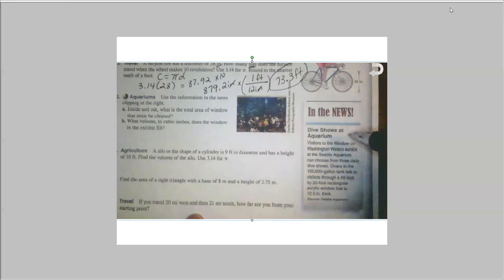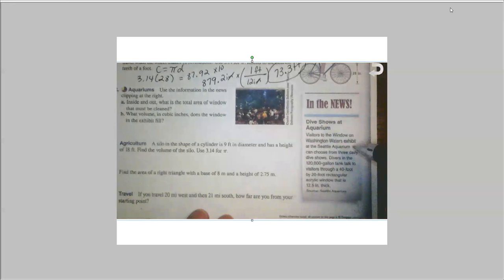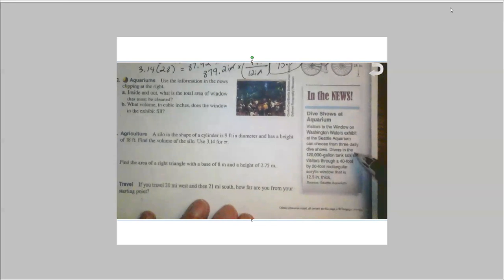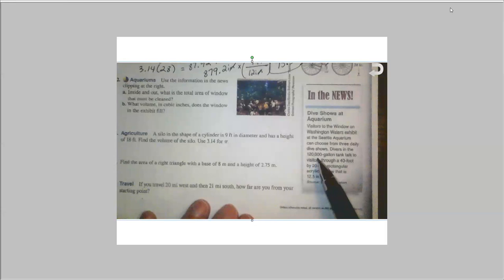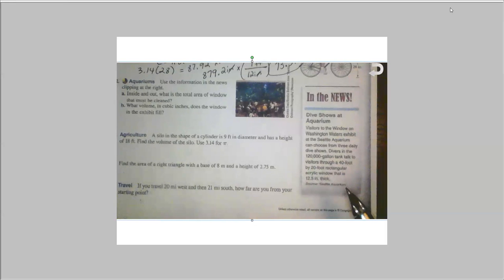Okay, it says use the information in the news clipping at the right. So here we go. A dive show at the aquarium. Visitors to the window of Washington Waters exhibit at the Seattle Aquarium can choose from 3 daily dive shows. Divers in the 120,000-gallon tank talk to visitors through a 40-foot by 20-foot rectangular acrylic window that is 12.5 inches thick. So they're describing that glass to us there.